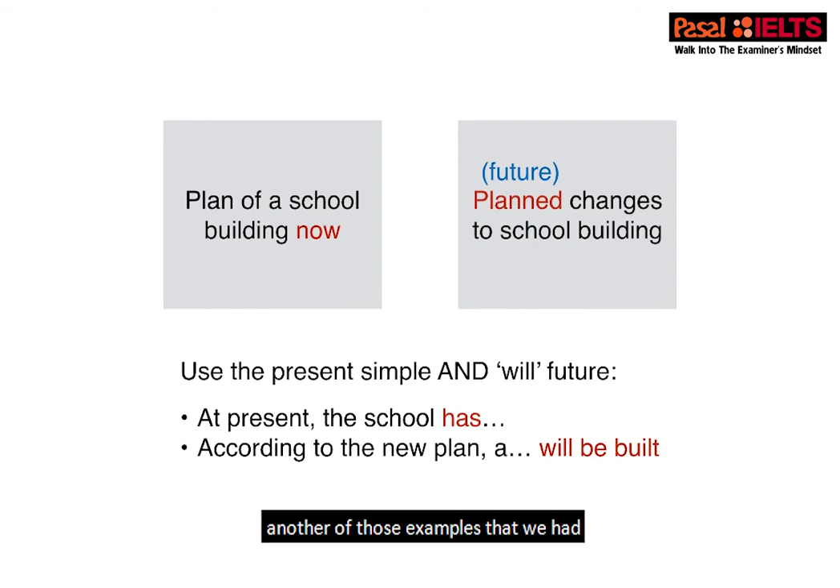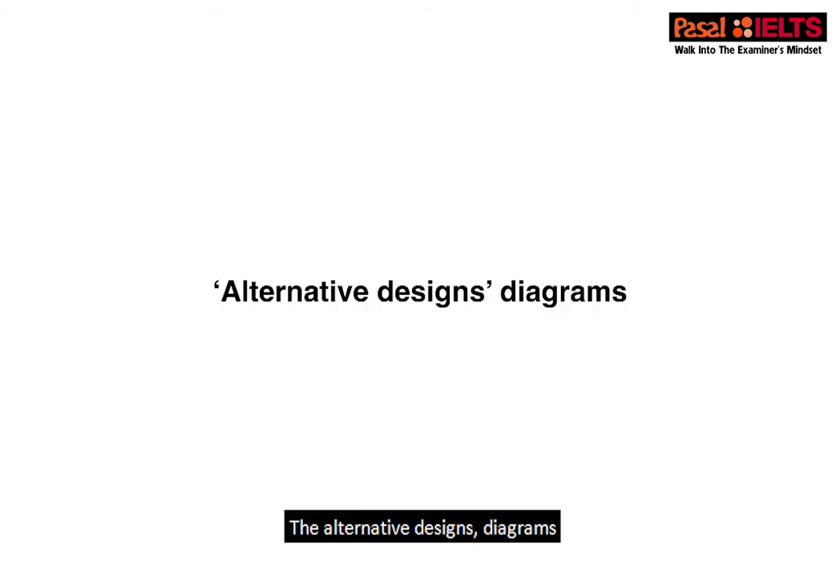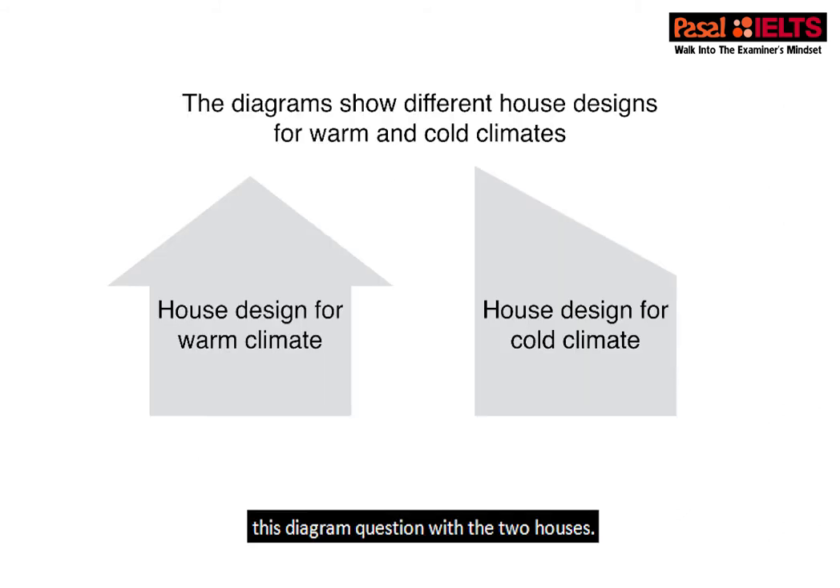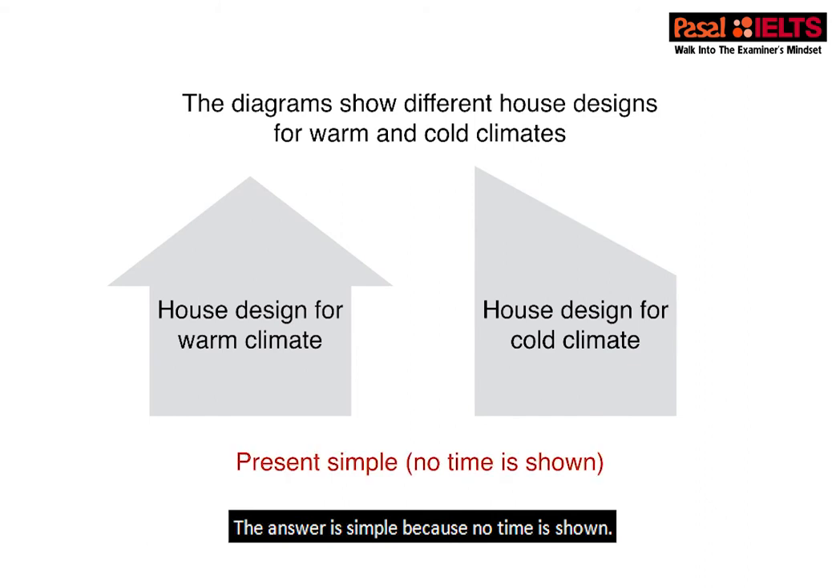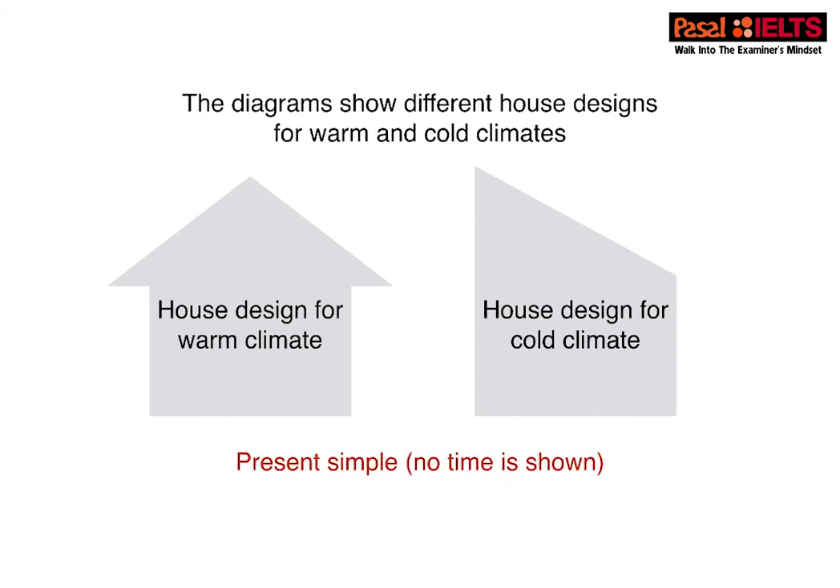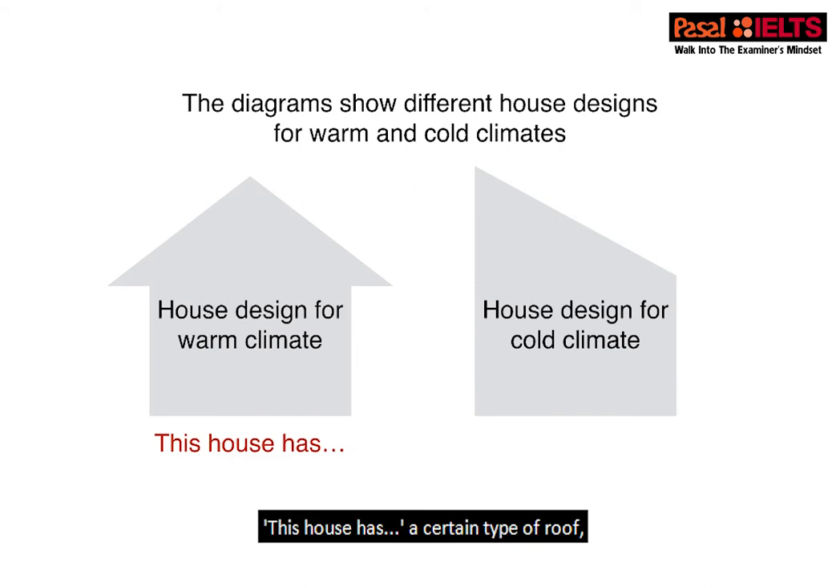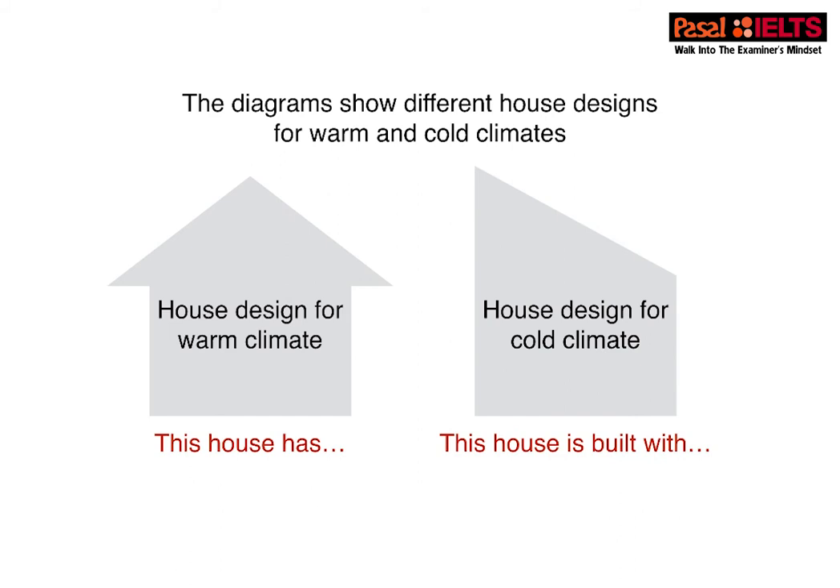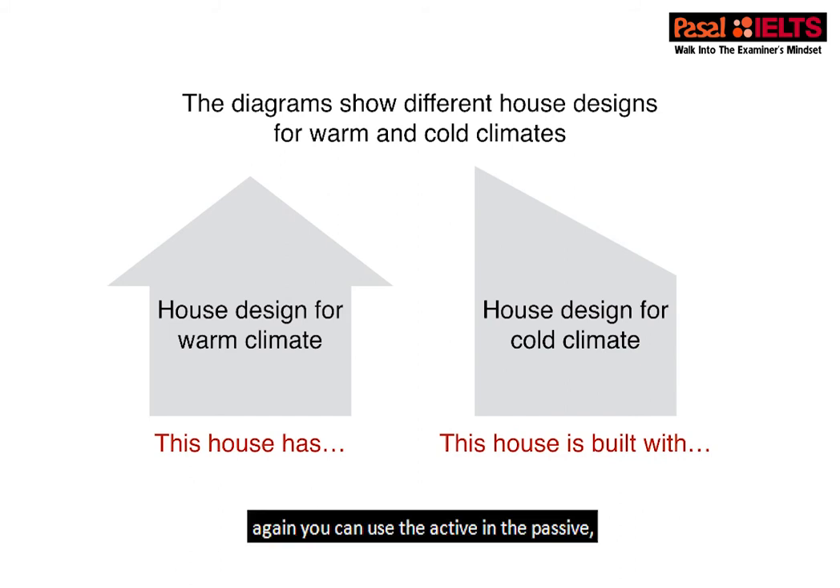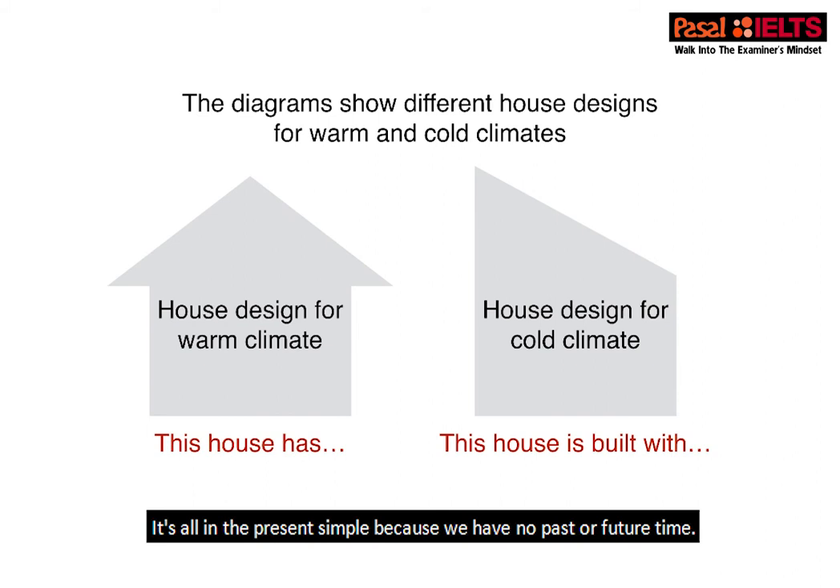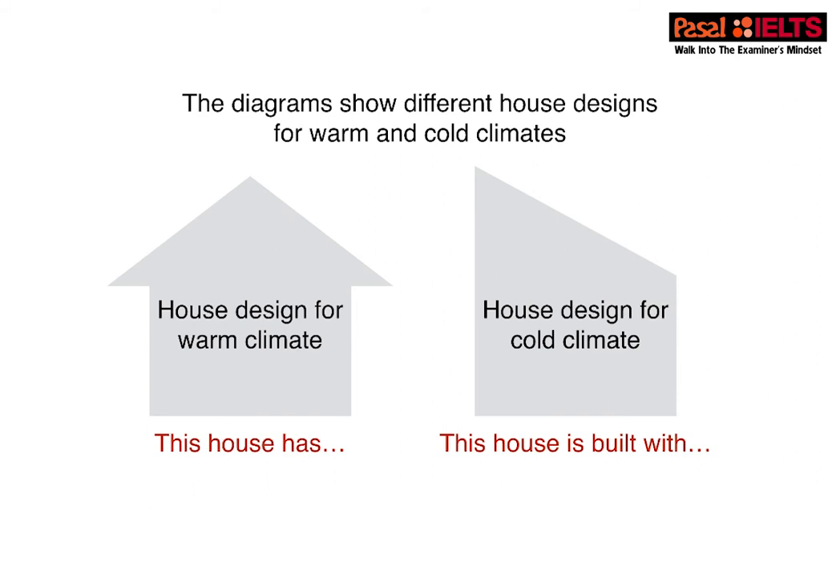Let's look at another of those examples that we had, the alternative designs diagrams. This diagram question with the two houses. What tense would we use for this one? Well, the answer is present simple because no time is shown. You would say this house has a certain type of roof, whereas this house is built with, again you can use the active and the passive. Has is present simple active, is built present simple passive. It's all in the present simple because we have no past or future time.